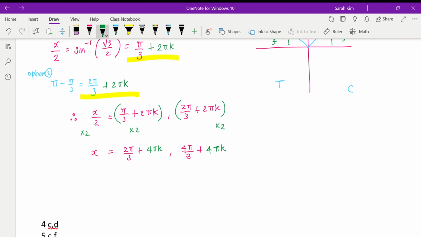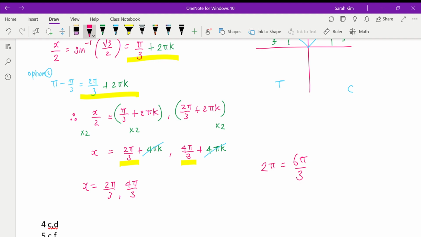Now all we need to do is just check that these are both in the range. Well, first of all, I'm not going to be needing these, because if I add 4 pi k to any of them, it's going to be way too big. My range was 0 to 2 pi. All I need to do is just double check that these are in the range. So 2 pi, I would think, is the same as 6 pi over 3. So these two are both my answers. So therefore, my answer is 2 pi over 3 and 4 pi over 3.